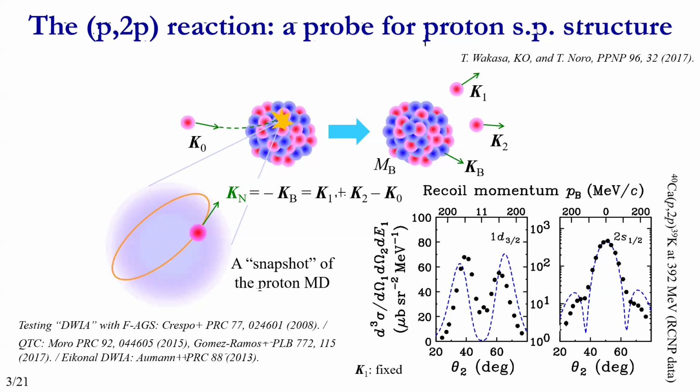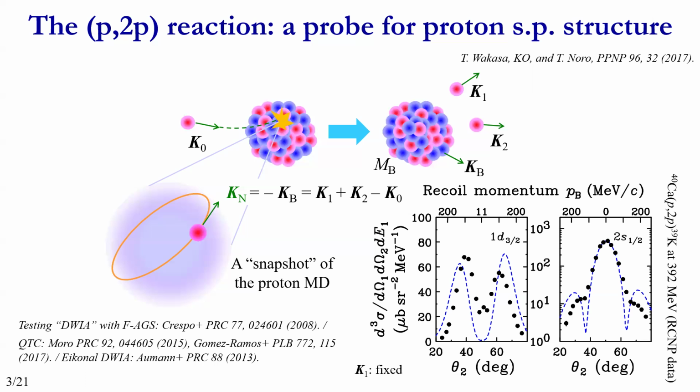And suddenly one proton is knocked out. If the motion of particle B is not disturbed, it keeps its motion. And if the picture is correct, we can relate the momentum of B and the proton momentum before the collision. So if we think that, we may say measuring a knockout reaction is like taking a snapshot of the proton momentum distribution in atomic nuclei.